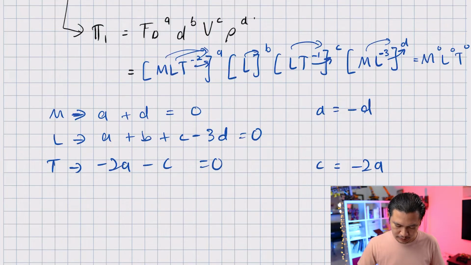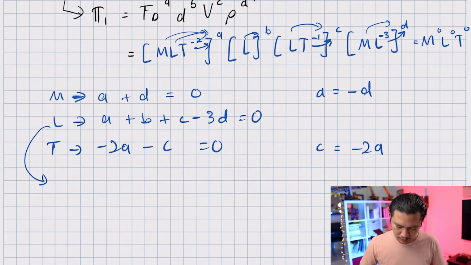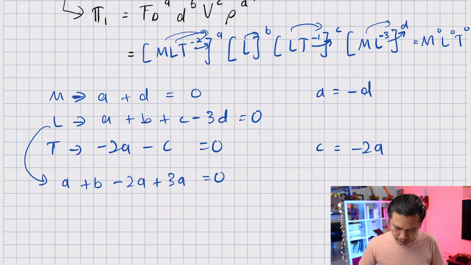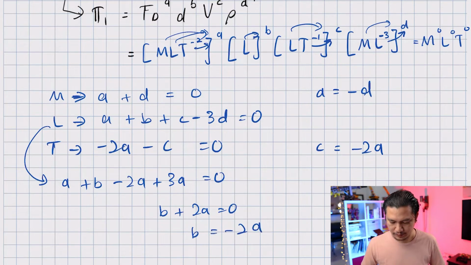And let's try to solve this equation. So A plus B plus C, but now C is minus 2A. So minus 2A minus 3D, but D is equal to negative A. So this becomes plus 3A equal to 0. So what we have here is B plus 2A equal to 0, which means B equal to minus 2A. Right? Of course, we cannot solve it yet because if you notice, we have 4 unknowns but only 3 equations. But don't worry, we can still solve this.